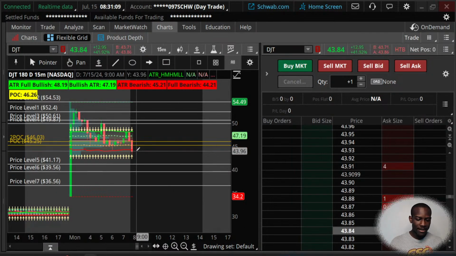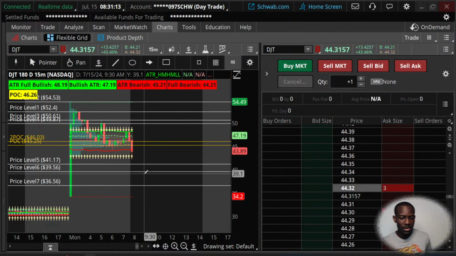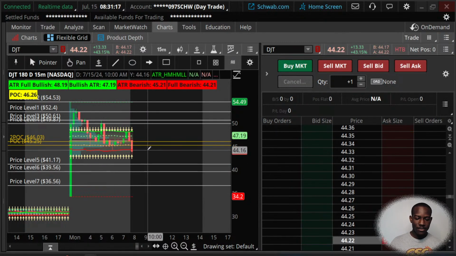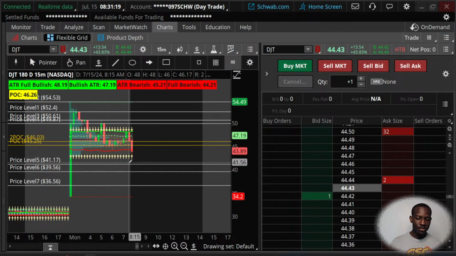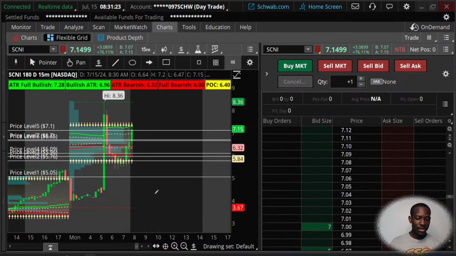DJT got all the way through the bottommost ATR. And so right now it is not meeting my criteria so far. Still up 43%. But today may not be the day. It may be tomorrow. So I'm just patient.